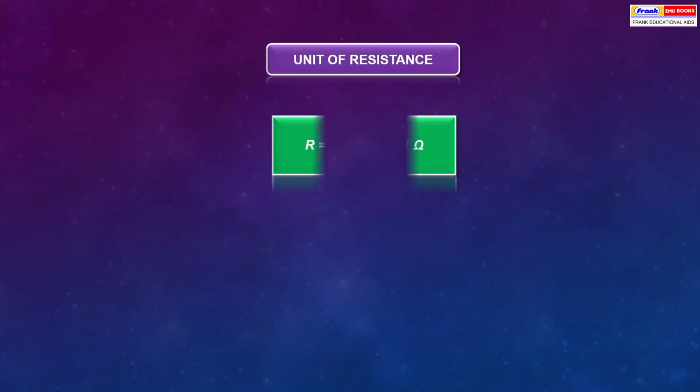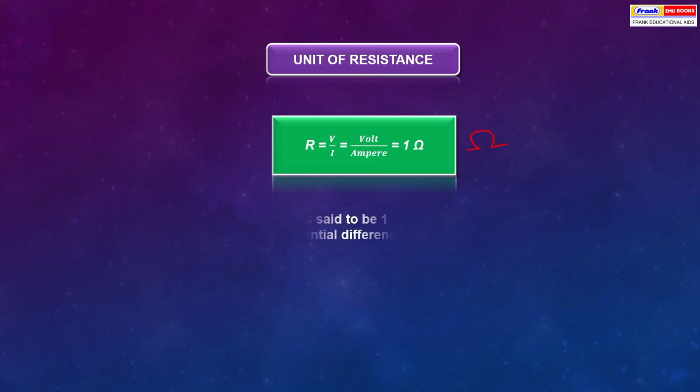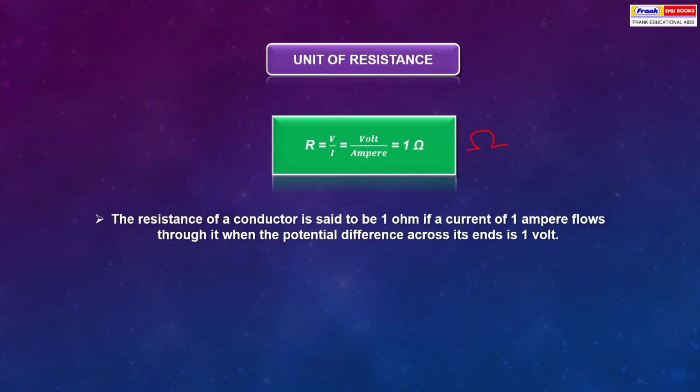Then the unit of resistance. So this is basically the symbol of resistance. This is omega, and the formula for calculating resistance is V by I, R equals V by I. The resistance of a conductor is said to be 1 ohm if a current of 1 ampere flows through it when the potential difference across its ends is 1 volt.